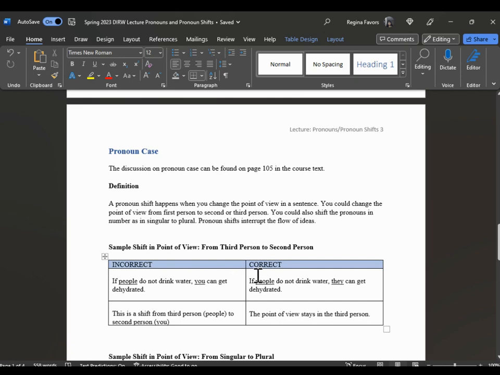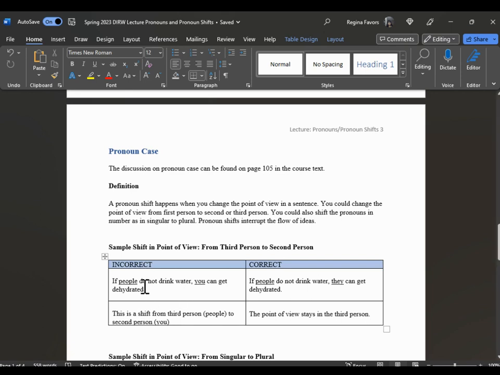So when we're shifting point of view or our pronoun case, it's because we're thinking like the person is in front of us or something, or we're sort of pushing this idea on the person instead of just looking at us as individuals. So if you remove people and you put I, if I do not drink water, you can get dehydrated. A lot of times that's not us continuing the idea from the I point of view. But if I do not drink water, I can get dehydrated. That's still keeping me within the context of my point of view as well as my responsibility.